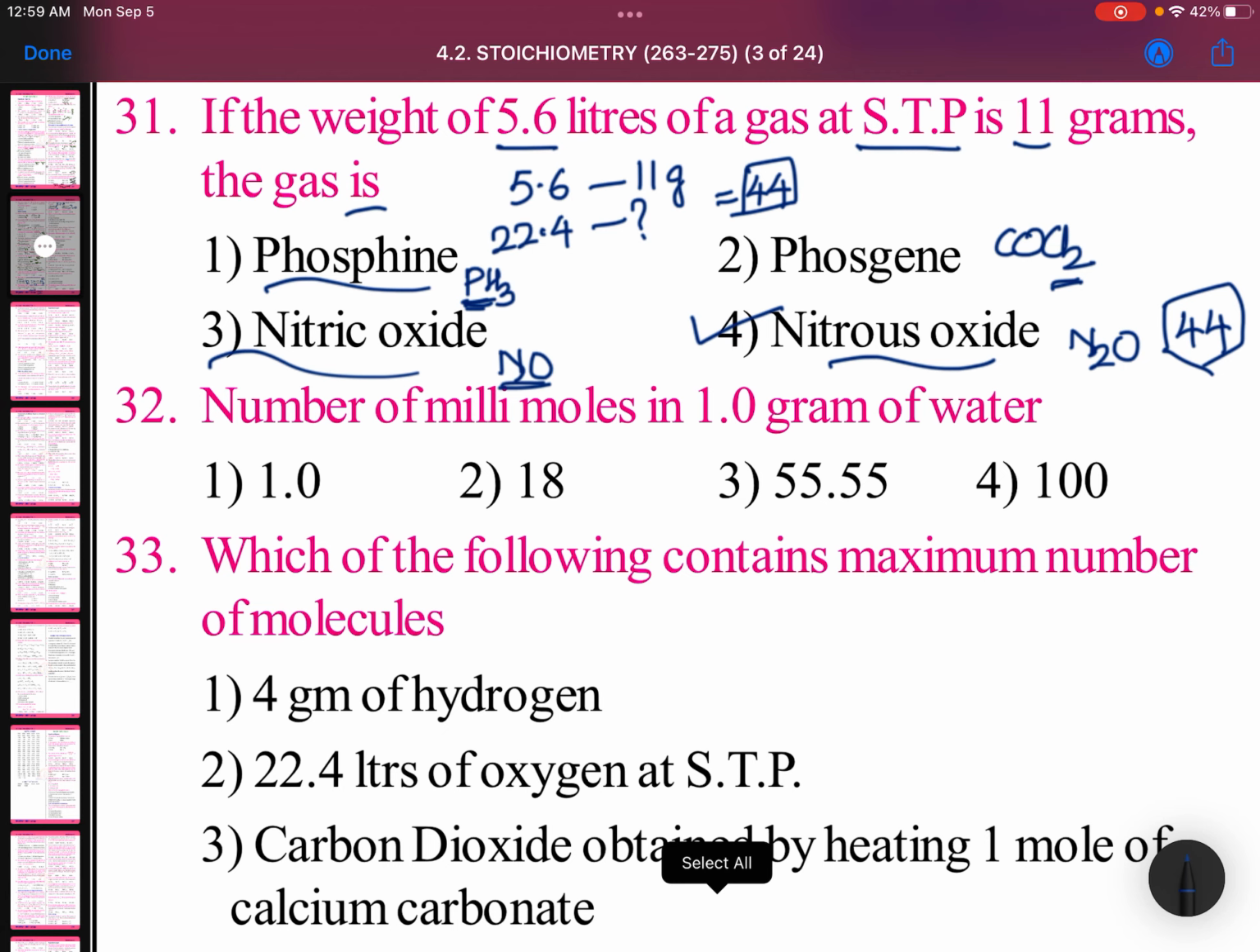Number of millimoles of 1 gram of water. Number of moles formula is mass by molecular mass. Mass is given, 1 gram here. Molecular mass is 18. If you want to calculate the millimoles, just multiply by 1000, because 1 mole is equal to 1000 millimoles. This is equal to 55.55.